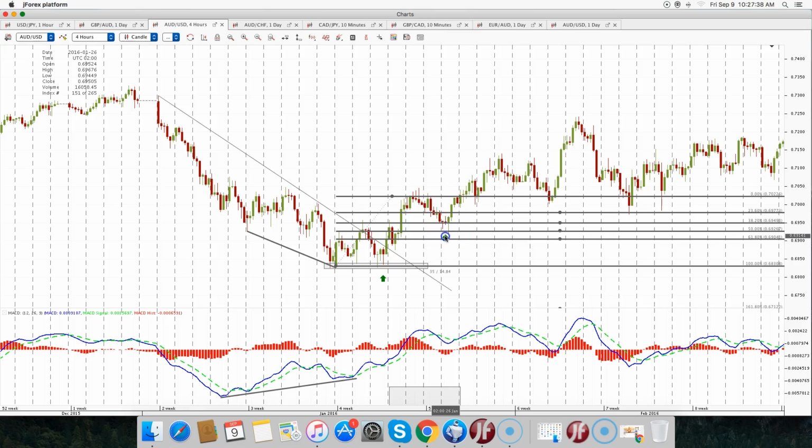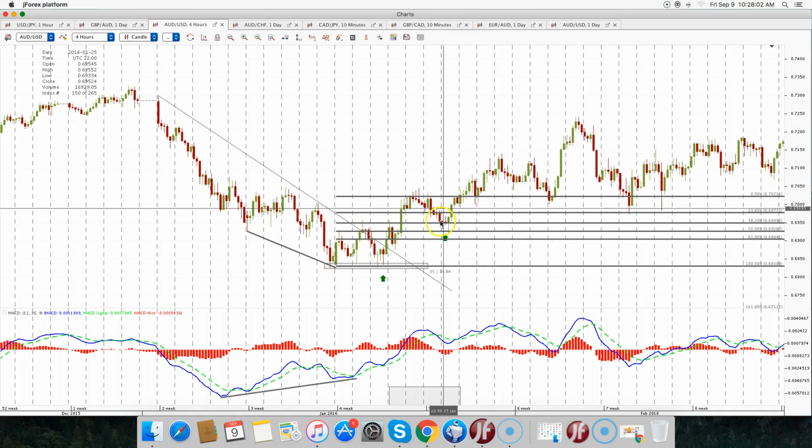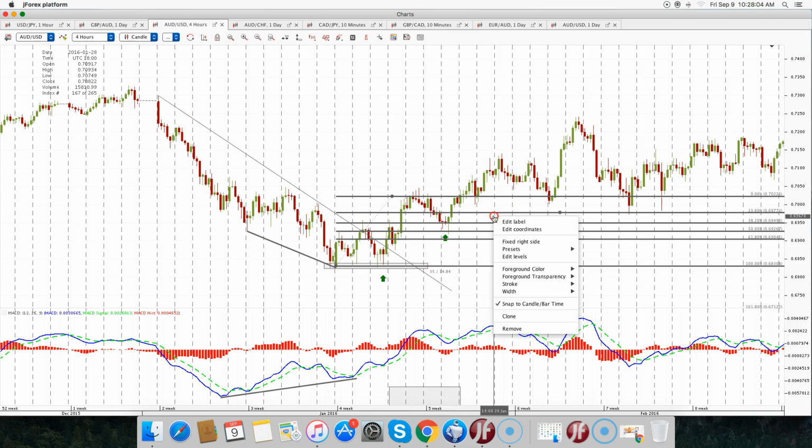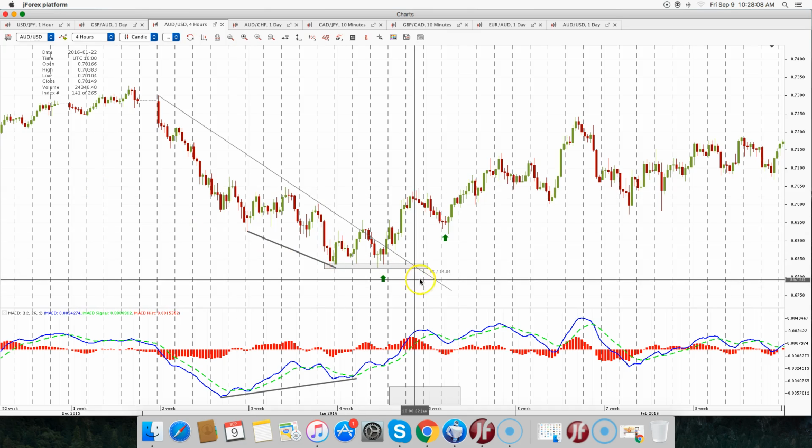We also have a hammer on the daily chart. Confirmation on a daily chart that this trade should continue to rally. We have a pullback to a 50% retracement level, and there's your trade. Okay, 316 pips initially.